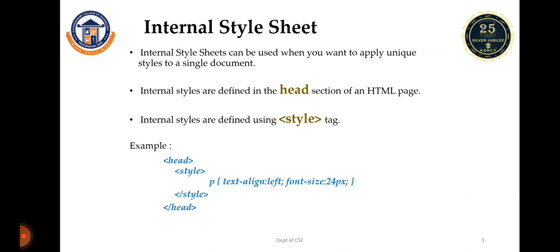An internal style sheet can be used when you want to apply unique styles to a single document. It should be a single document, and you should be using unique style. Whenever the document is created, inside the document itself you provide the style, that is called internal style sheet. See, the same example I will use in the internal style sheet. That should be present with the use of the style tag. That style tag should be mentioned inside the head tag.